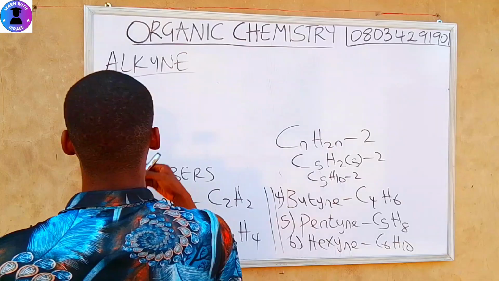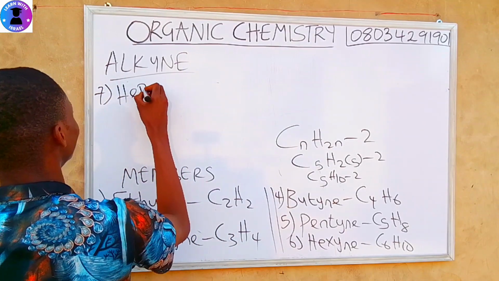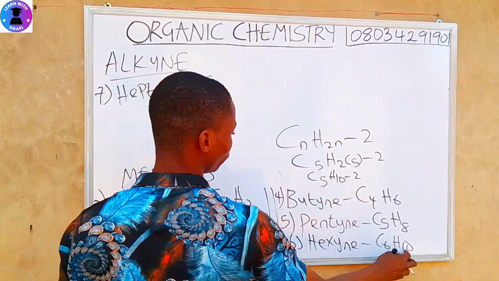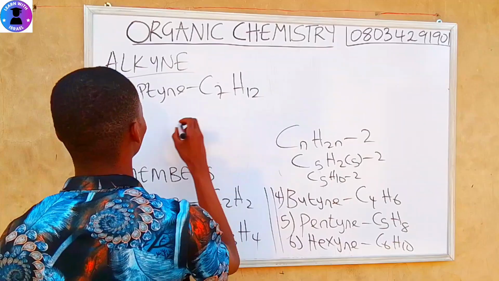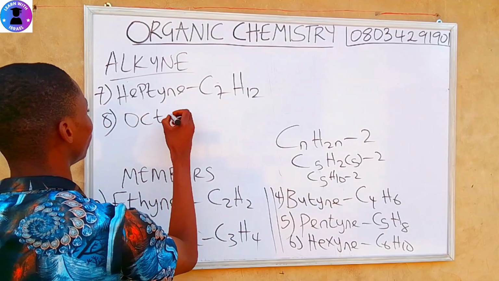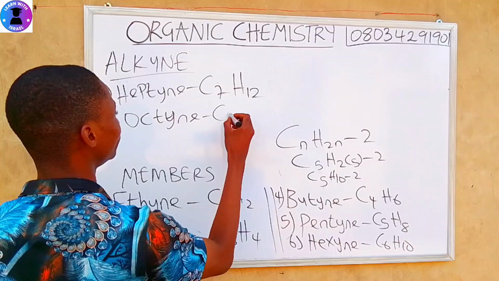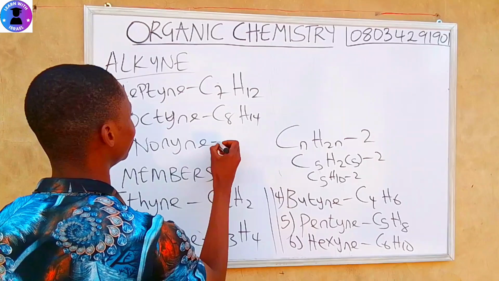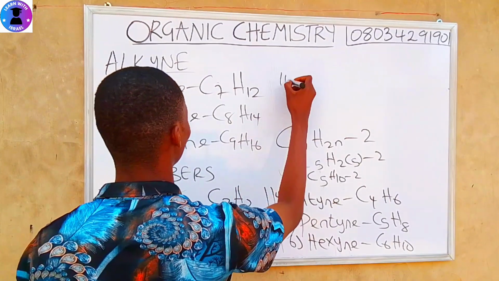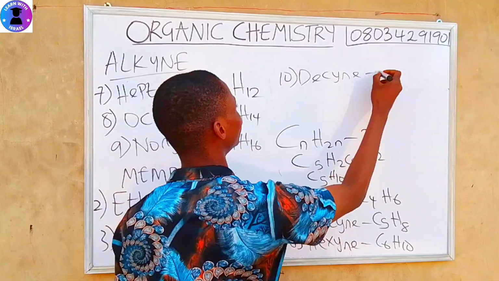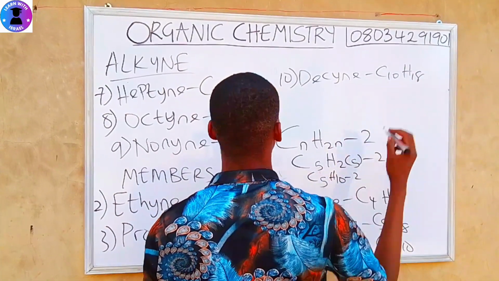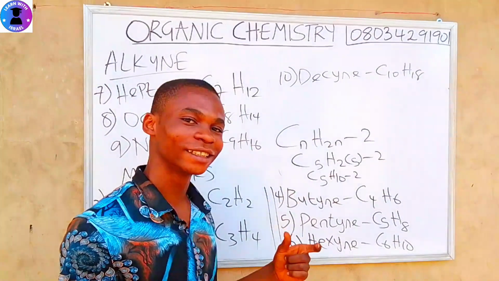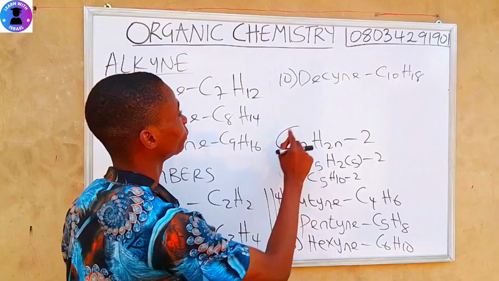The next one is heptyne. It will now be 6 plus 1 will give us C7. 2 plus 10 will give us H12. For octyne, it will give us C8H14. For nonyne will give us C9H16. And for decyne will give us C10H18. It's simple. I hope with the way I did it fast, you still get it. Because adding 1, 2, 1, 2, 1, 2.